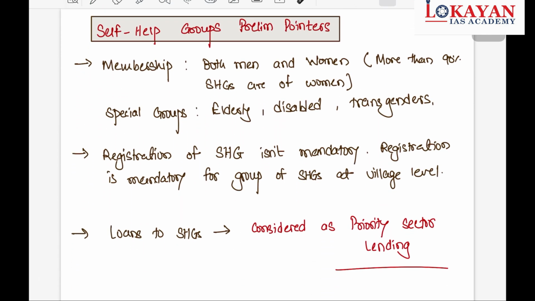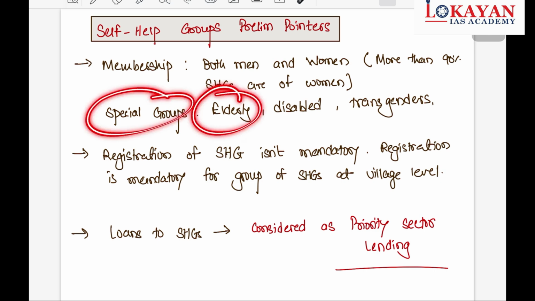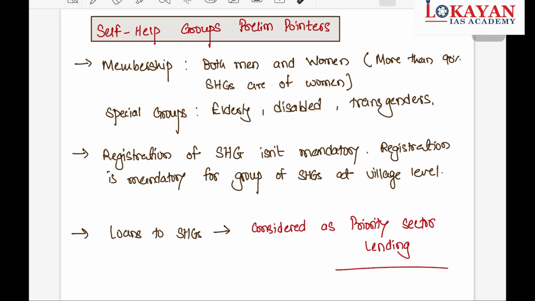Okay, so remember here, first point, membership: both men and women. Many students are confused that SHGs are only of women. More than 90% of SHGs are of women. There are some men's SHGs also, and there are some special groups of SHGs also, like elderly, disabled, and transgenders.